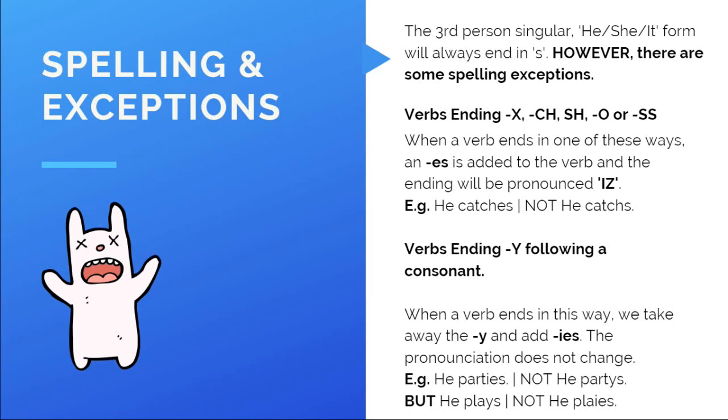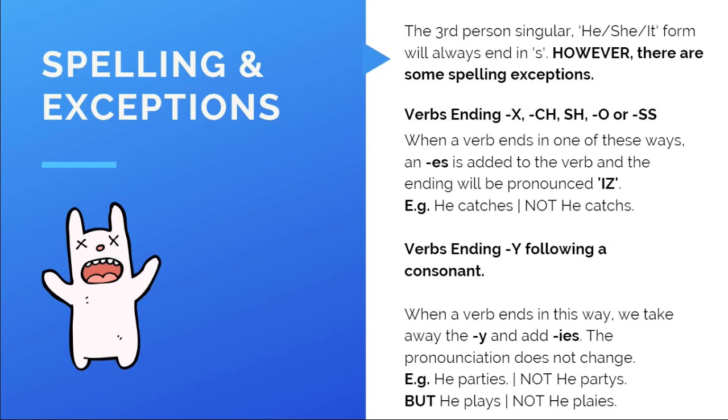This is to help us with pronunciation as well, because, for example, here I write he catches. If you just added an s, it would be he catches. He catches. It's very difficult to say, no? So we add an es, okay? And it's pronounced like is, is, okay? He catches, she dresses.